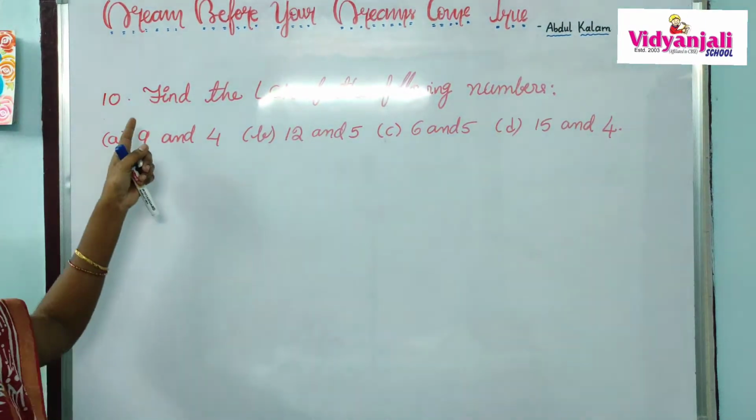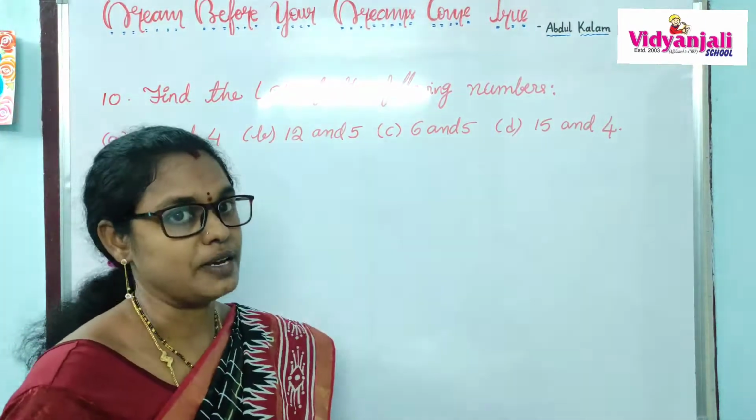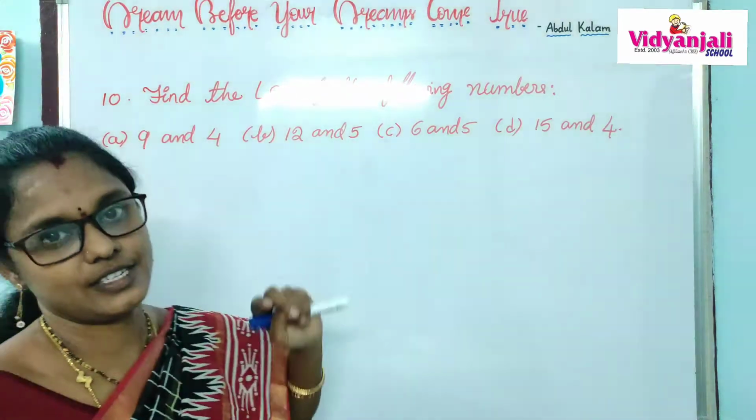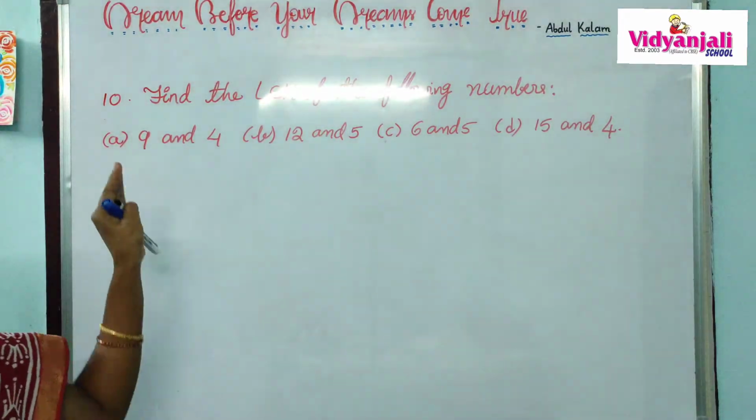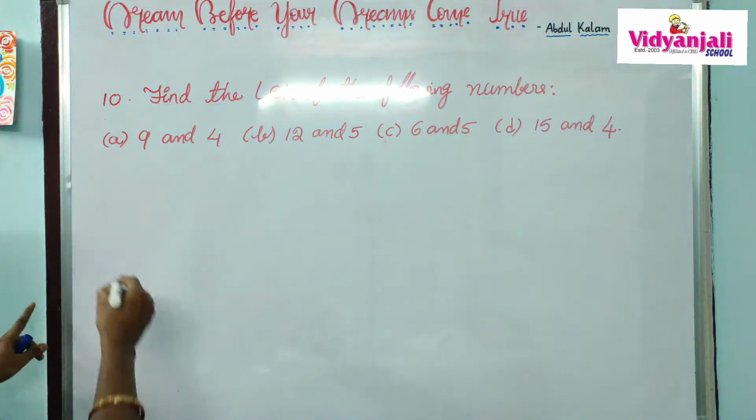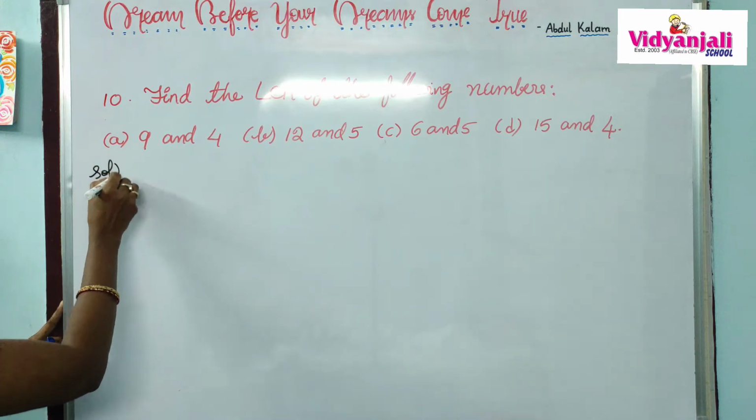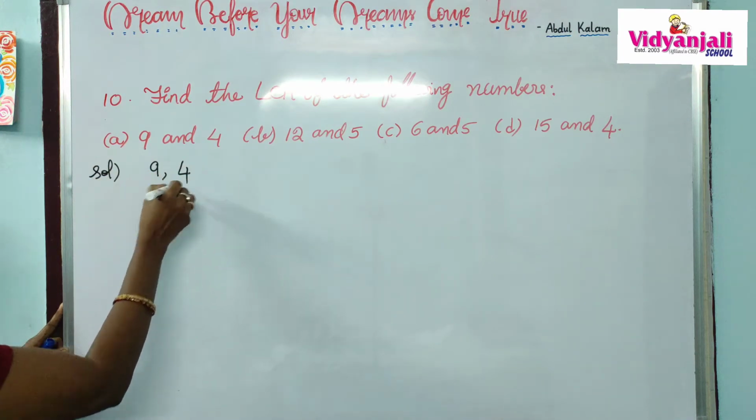10th question, students. Find the LCM of the following numbers. Here we have 4 questions. Let's find the LCM of each pair of numbers. First bit, here we have 9, 4.